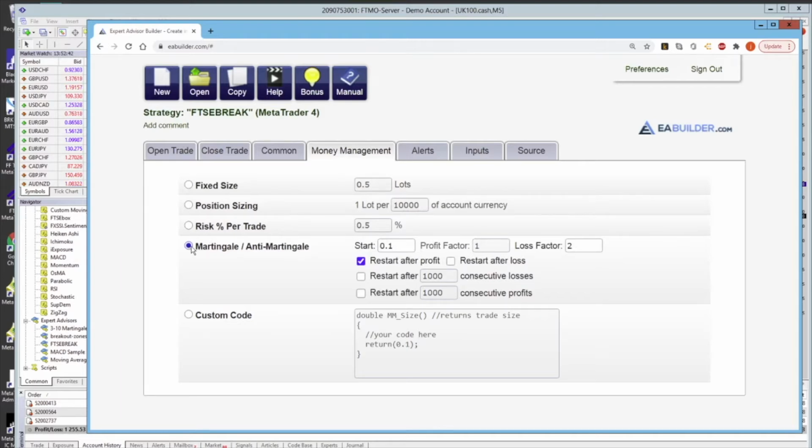But as I said before, if you've got market conditions going against you, it can very easily get to a point where you start blowing the account. So I'm going to go with a risk percentage per trade of 0.5.